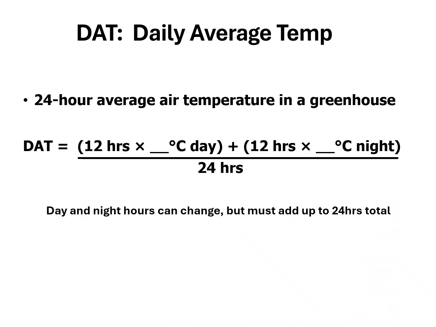Now, how does that work? You take how many hours of daylight you have and the temperature during the day, and how many hours for your night and the temperature for the night. They have to add up to 24 hours, then divide by 24 hours, so you're left with only the average temperature. And that gives you your DAT for your 24 hours.